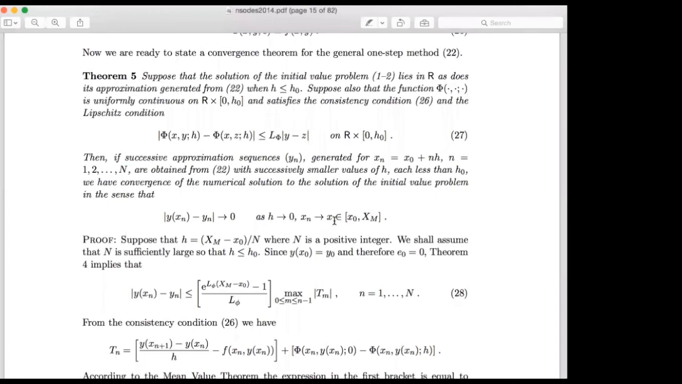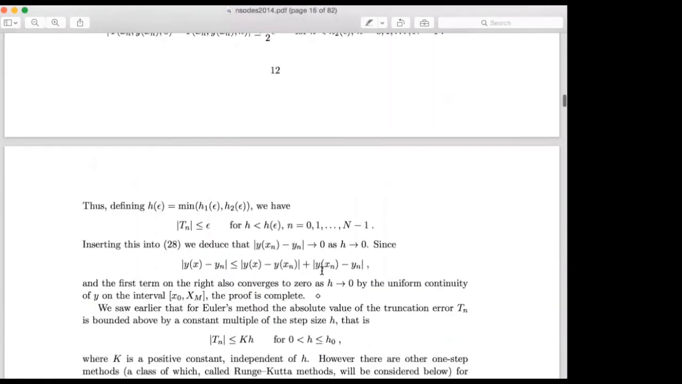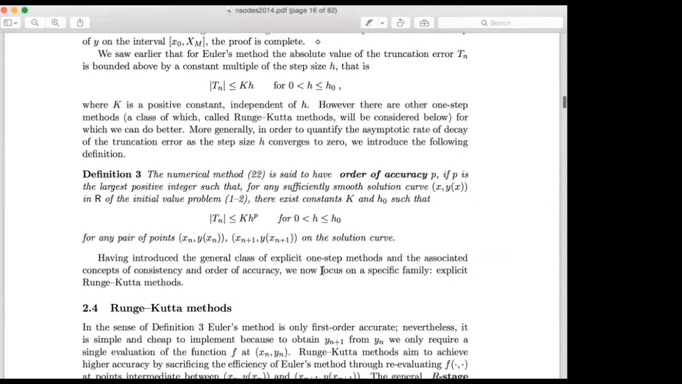Suppose you have one point x in the domain. If you are changing your step size, if you are taking a bigger step, you will reach x early. If you are taking smaller steps, you will reach up to x in more steps. In that way you will generate a sequence xn, and as xn tends to x, this difference must go to 0. I'm skipping this proof also because we don't have the time.